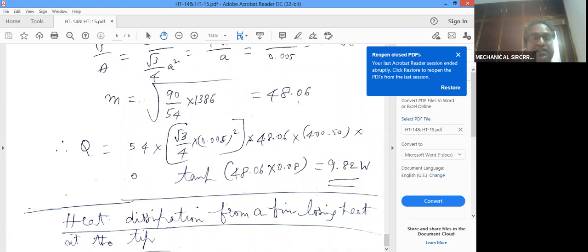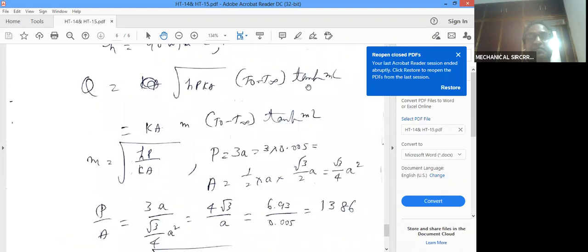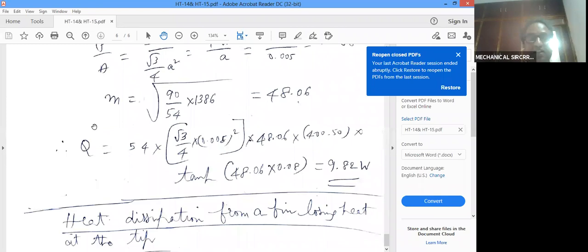Okay? So like that you can calculate the heat transfer rate for an insulated tip pin by using this formula. Q is equal to root hPkA into T naught minus T free stream into tanh ML. Otherwise you can use this formula also, kA into M into T naught minus T free stream into tanh ML. And for the temperature distribution equation, T minus T free stream divided by T naught minus T free stream is equal to cosh M into L minus x by cosh ML. So by using the temperature distribution equation and the heat transfer rate equation, you can calculate, by assuming the pin is insulated at the tip.